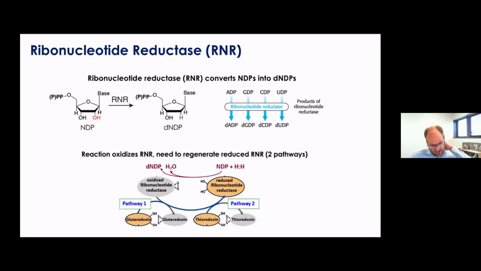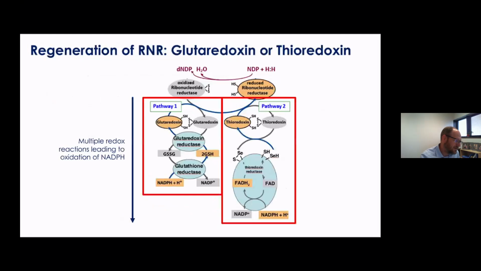So what's going on here? Ribonucleotide reductase ultimately has to reduce carbon 2 of the ribose to make your deoxyribonucleotides. It has two separate pathways for doing that, and we'll talk about both. One uses glutaredoxin, the other uses thioredoxin. Next slide.